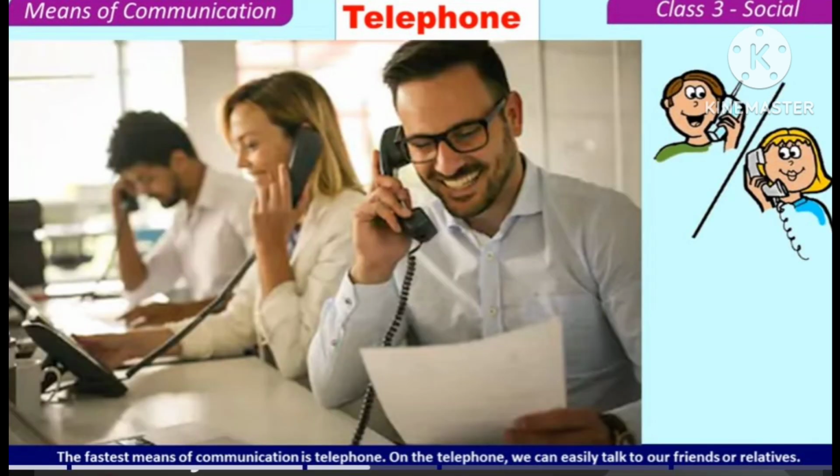Now the other, the fastest means of communication, is the telephone. On the telephone we can easily talk to our friends or relatives. There are two other services: STD, whose full form is subscriber trunk dialing, and ISD, international subscriber dialing. These two services are available for the telephone. STD means talking to people in other cities of the country, and ISD means talking to people from one country to another country. Okay, so this is about the telephone.